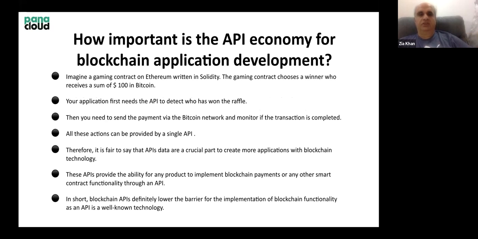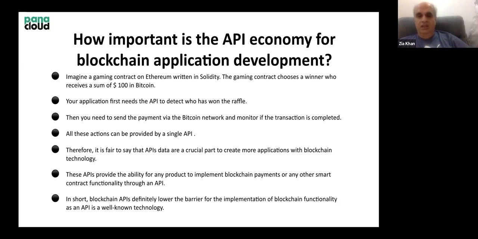For blockchain applications, imagine a gaming contract on Ethereum written in Solidity. The gaming contract chooses a winner who receives a sum of $100 in Bitcoin. Your application first needs the API to detect who has won the raffle. Then you need to send the payment via the Bitcoin network and monitor if the transaction is complete. All these actions can be provided by a single API.